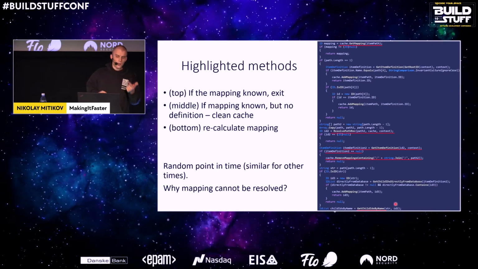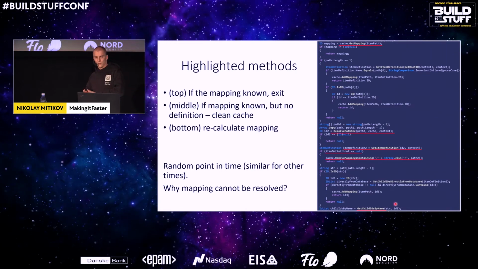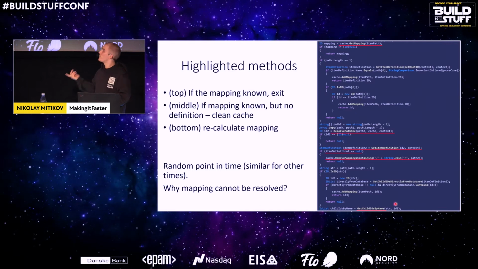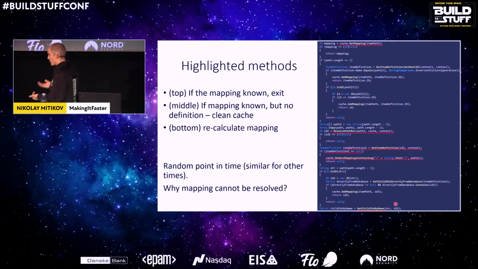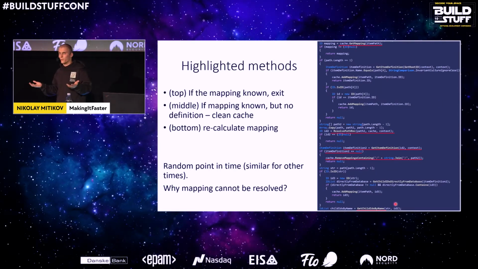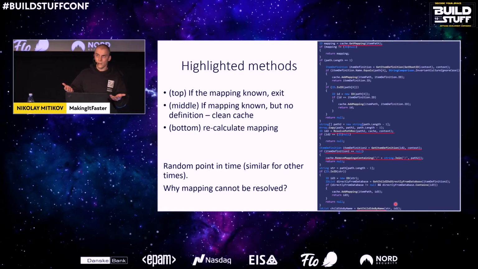So random point in time, similar for other times. Why can't the mapping be resolved if that's the code here? The only idea that I have in my head is that data was removed, but come on, 70 times and for any request?